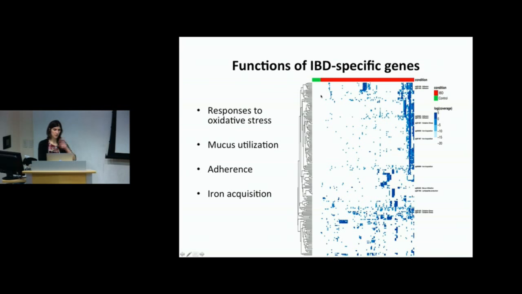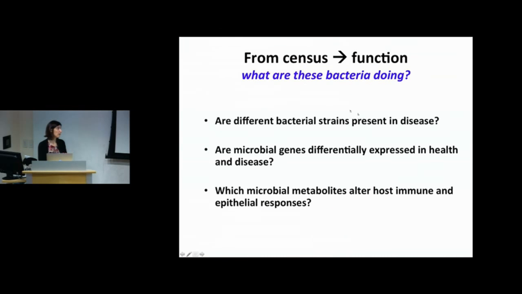Okay, so here I'm wrapping up that story. Basically, we've shown that there are different strains that are present in disease. We can even get at what genes are different in those strains, and now we can start to dig deeper into the functional relevance of those genes. Can I ask a question?